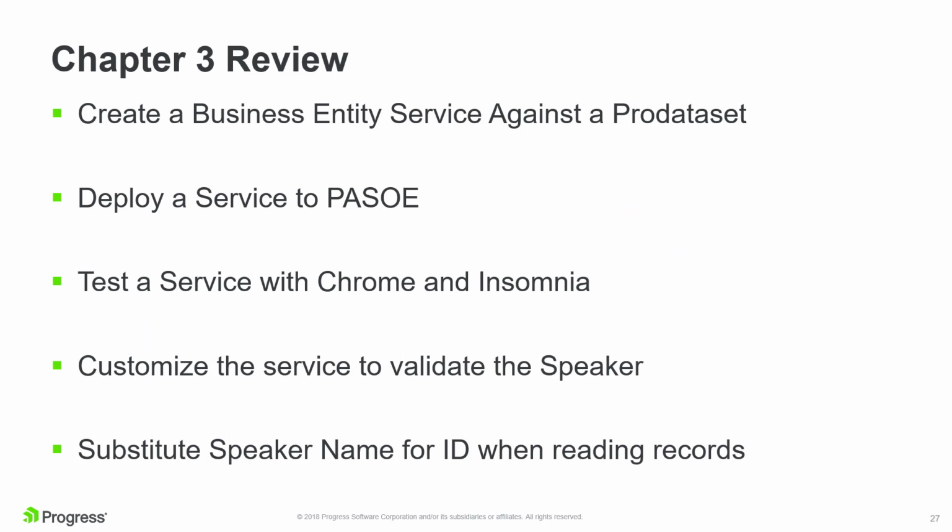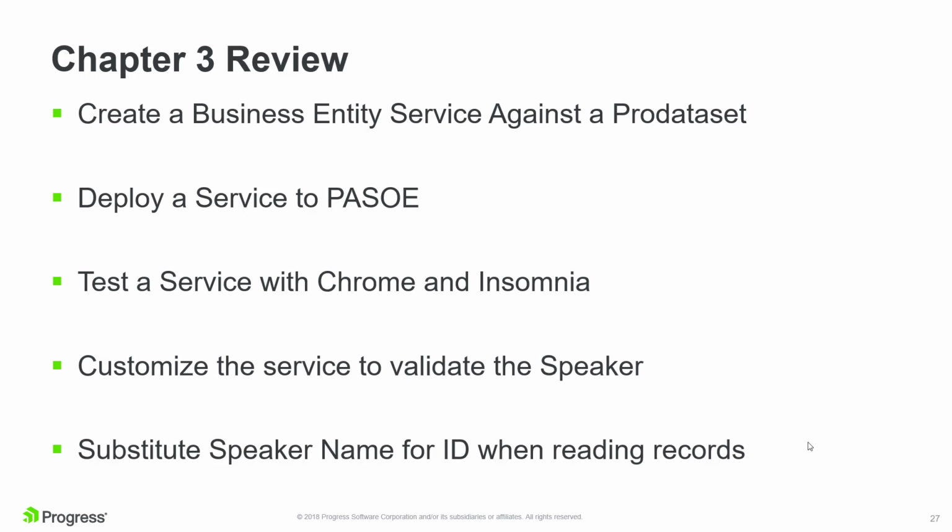So in this chapter, we created a new business entity using the data object service from a pro dataset instead of a database table. We deployed the service to PassOE and we tested. We also saw how to override the default behavior of the service for the create and read methods by calling custom .p files. Then we did more service testing using our REST client tool.